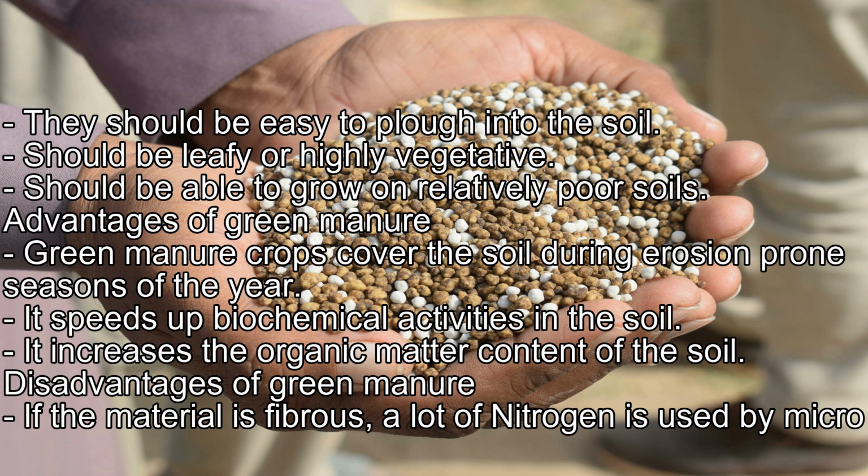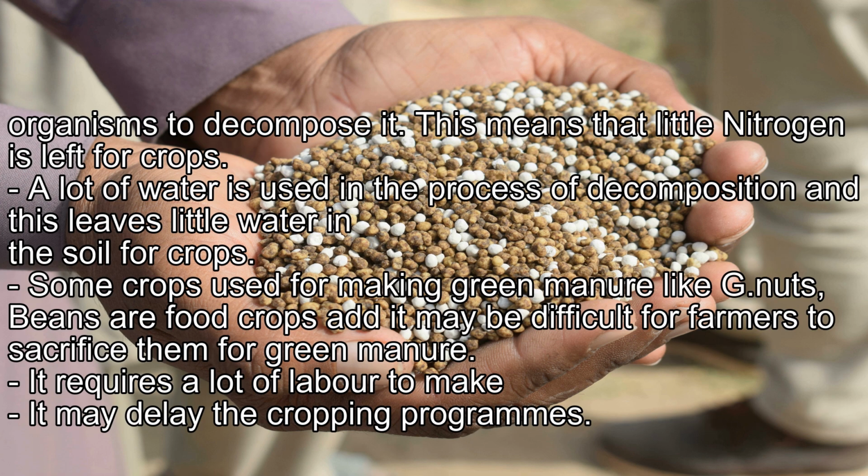Disadvantages of green manure. If the material is fibrous, a lot of nitrogen is used by microorganisms to decompose it. This means that little nitrogen is left for crops. A lot of water is used in the process of decomposition, and this leaves little water in the soil for crops. Some crops used for making green manure, like nuts, beans, or food crops, it may be difficult for farmers to sacrifice them for green manure. It requires a lot of labor to make. It may delay the cropping programs.